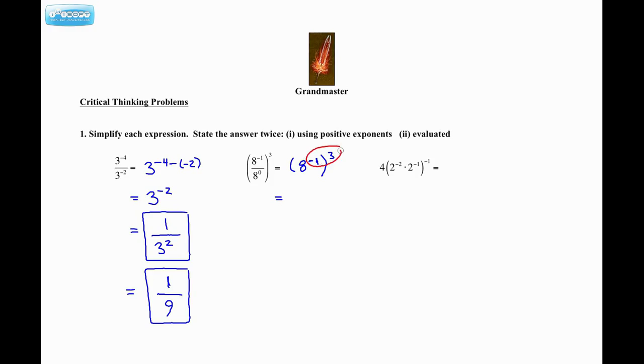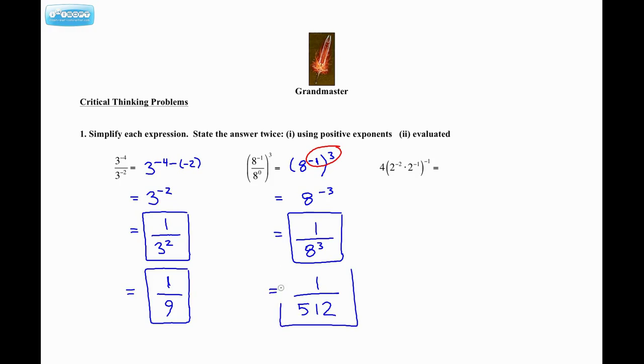So my double exponent, I'm going to multiply them now. So this is going to give me 8 to the power of negative 3. So I can rewrite that using positive exponents only, like so. There's our first answer. And then to evaluate it, I just have to work out what 8 cubed is. And that was one of the ones I suggested that you memorize, perfect cubes. So we get 1 over 512.